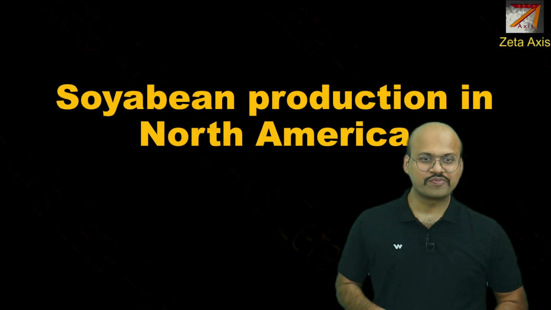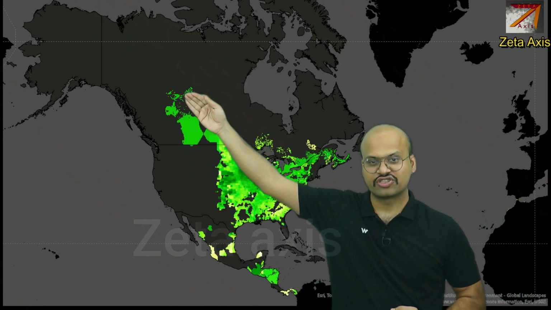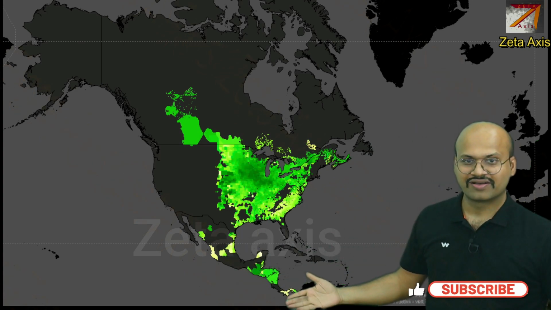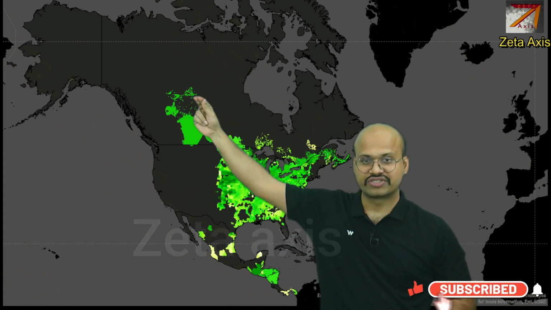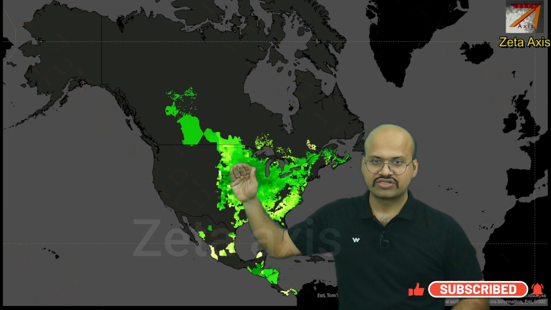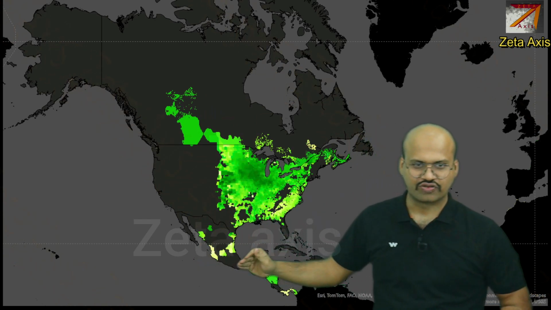Now let's see soybean production in North America. Here we can see that the production of soybean in North America extends from central regions of Canada till Central America. It extends from higher latitudes in the temperate region, across the subtropical region and into the tropical region. So we can see that soybean is a crop of temperate, subtropical and tropical regions.